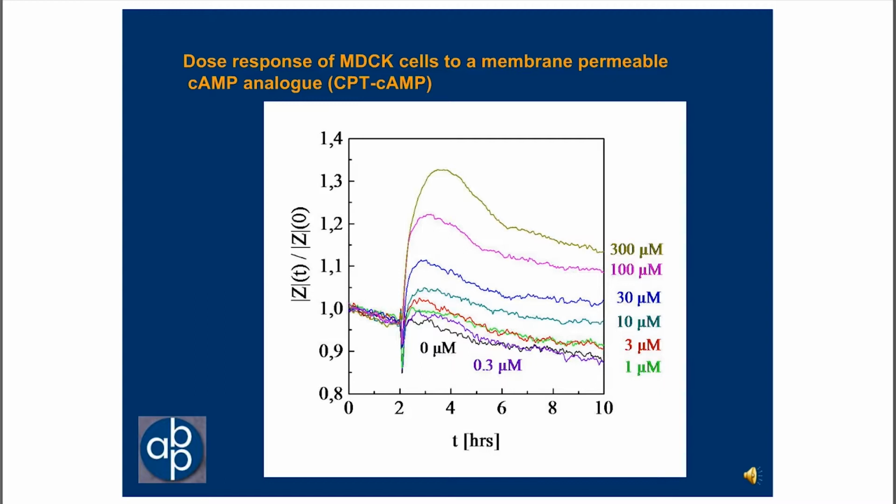Here we're looking at dose-response curves where MDCK cells have been exposed to a membrane-permeable cyclic AMP analog, CPT cyclic AMP. Notice there is a strong change in the impedance that is a function of the dose of this compound added to the cells. Again, this is a membrane-permeable cyclic AMP.